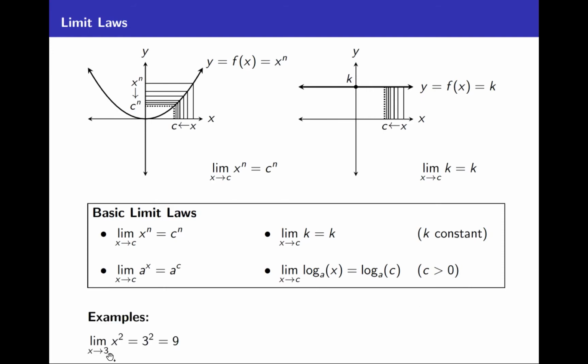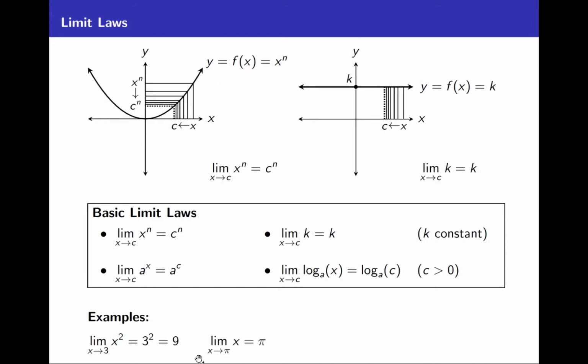So some examples here. Imagine you have the limit as x approaches 3 of x squared. That would be, according to this limit law, 3 squared, which is 9. So the limit as x approaches 3 of x squared is equal to 9.